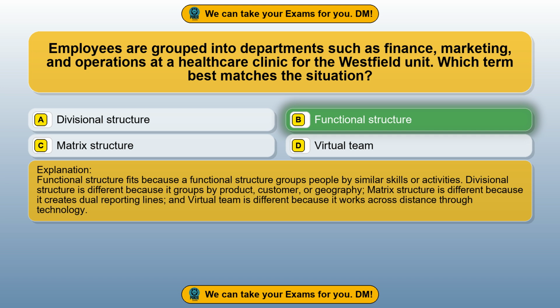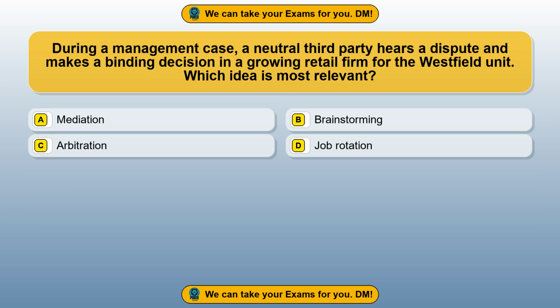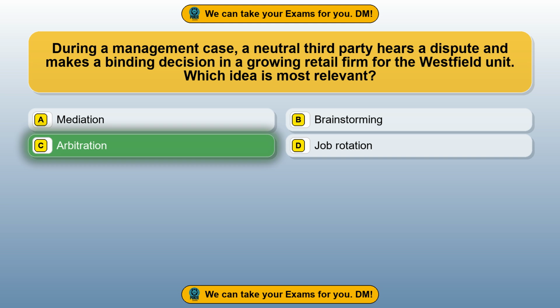Question 86. During a management case, a neutral third party hears a dispute and makes a binding decision in a growing retail firm for the Westfield unit. Which idea is most relevant? Option A, mediation. Option B, brainstorming. Option C, arbitration. Option D, job rotation. The correct answer is option C, arbitration.